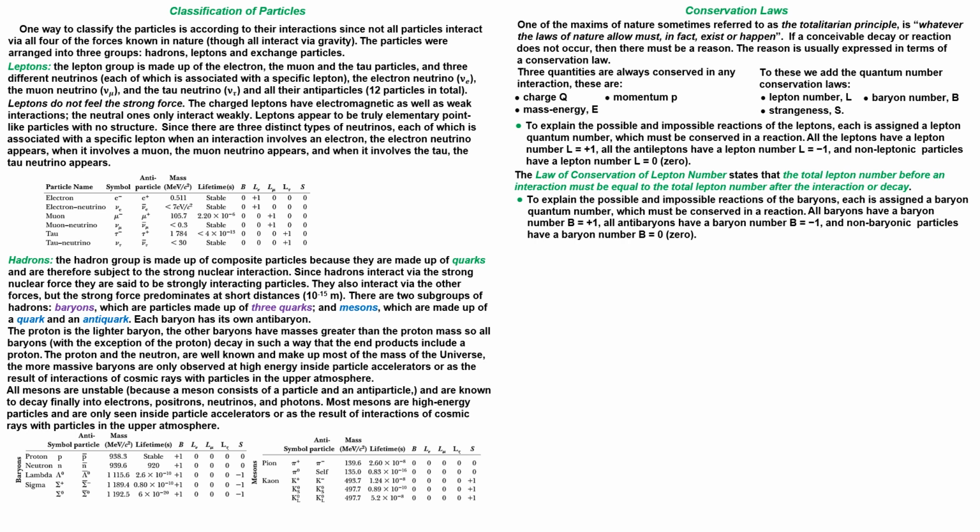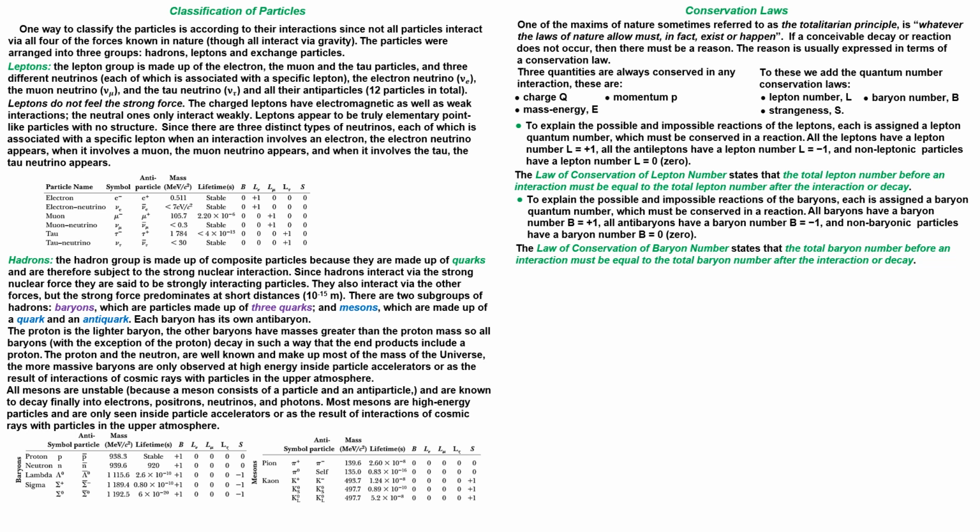Like lepton number, baryon number is also conserved in particle interactions. The law of conservation of baryon number states that the total baryon number before an interaction must be equal to the total baryon number after the interaction or decay. In any particle interaction, the law of conservation of baryon number holds.